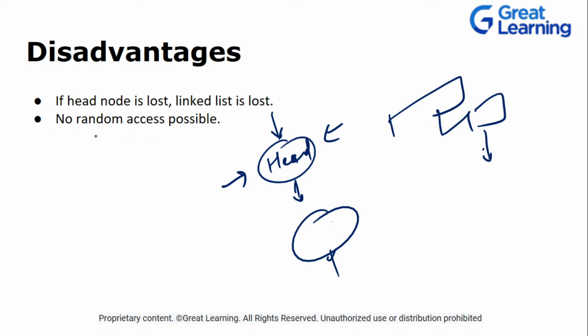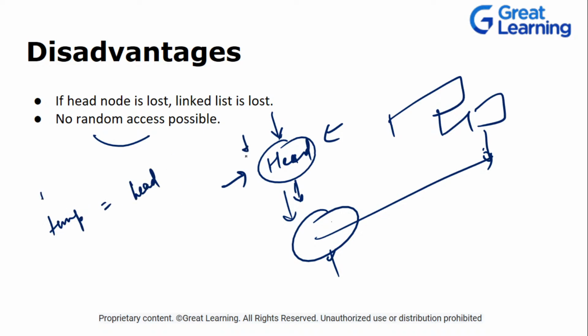And no random access is possible, because it is with the help of this head node that you traverse the linked list. So every time we try to traverse, we use a temporary variable of type node and store this head in it, so that the head is not manipulated. This is the standard that we follow, so that the head node is not manipulated and we can easily traverse through the linked list.